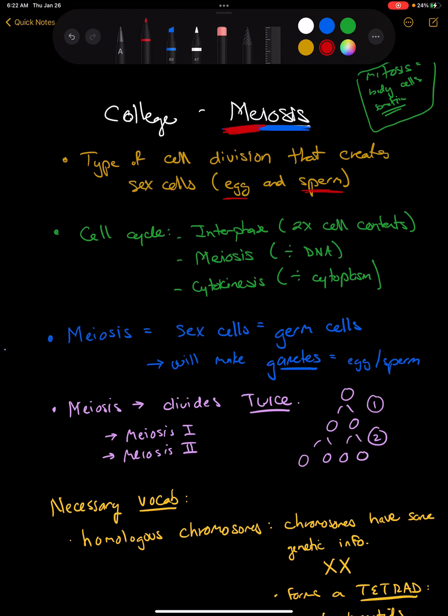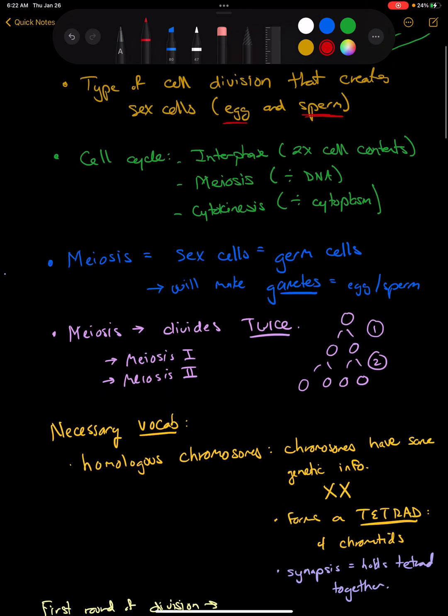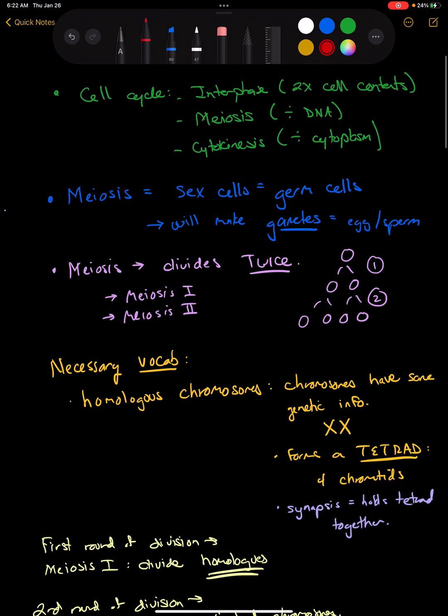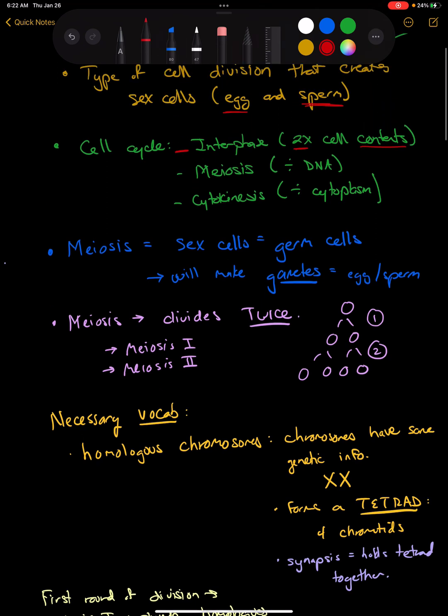So with this type of cell division, I'm going to create those two types of cells. Now we're still going to go through the cell cycle. And remember, the cell cycle is made up of these three parts. We have interphase, where I double my contents. And don't forget, contents, I'm talking about my DNA, and I'm talking about my organelles. Okay, I want to double everything so that way when I split it, I have the right amount to function.